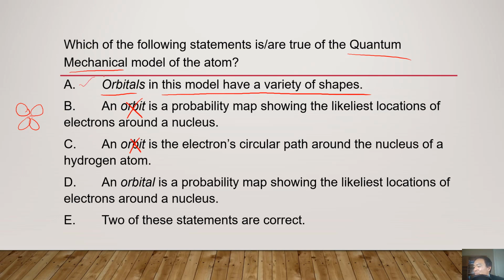So A is correct, but anytime you see a statement like E, you have to keep looking, because E says two of these are correct. Do we have two correct? Look at D. An orbital is the probability map showing the likeliest location of electrons around the nucleus. This one is also correct. For this reason, you pick E as the correct answer, because both A and D are correct statements.